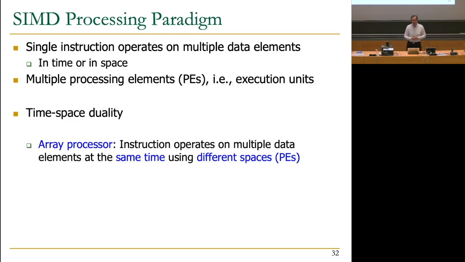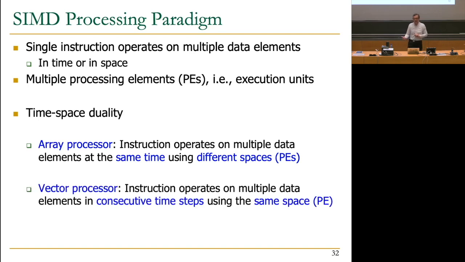So in an array processor, the same instruction operates on multiple data elements at the same time using different spaces or processing elements, if you will. So you have an array of processing elements that can do the same thing, and a single instruction instructs them to do exactly the same thing concurrently at the same time to all of those different data elements. We're going to see this picture also.